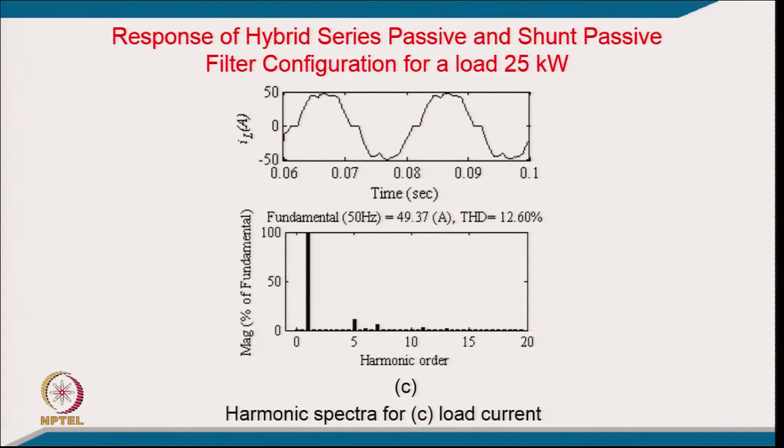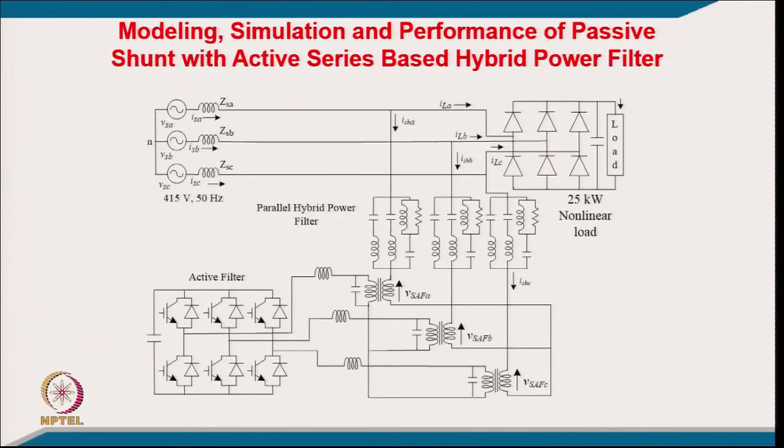And then this is typically the load current. We are not distorting the load current too much, because in such a configuration you can have a voltage fed or current fed load, but the load is not disturbed in that case. Now, this is another configuration, where we are using a passive shunt filter.